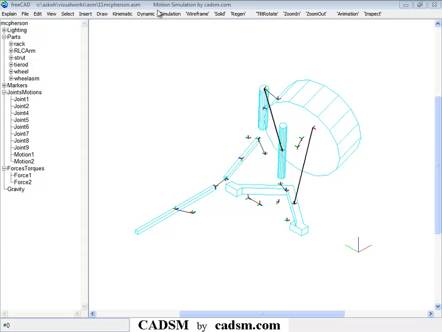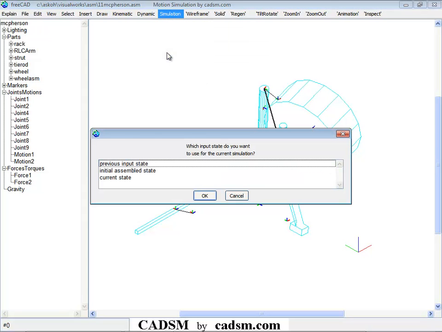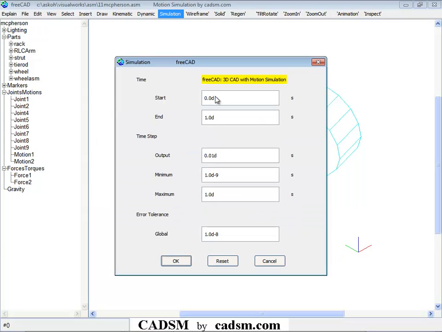We now start the simulator. We select the previous input state. We set the start time, end time, the output time, and the error tolerance.